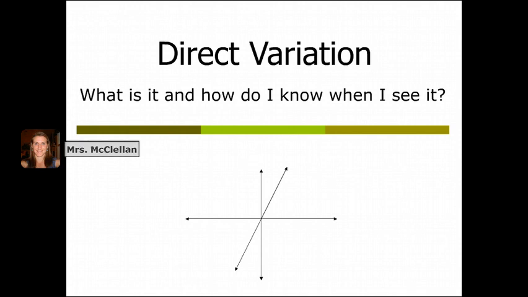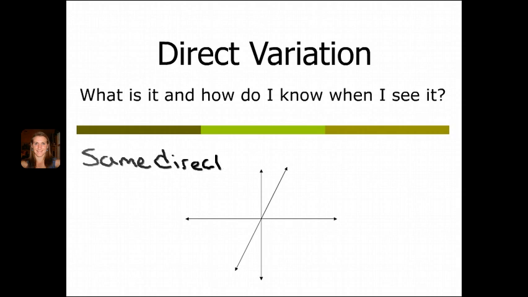Direct variation, what it is and how do you know when you see it? If you notice on the graph, as x is increasing, y is also increasing. As x is decreasing, y is also decreasing. So the thing to remember is that they're going in the same direction. To look at the graph and know whether it is a direct variation is to know that the graph goes through the origin. If the graph goes through the origin, the line, then it is a direct variation.